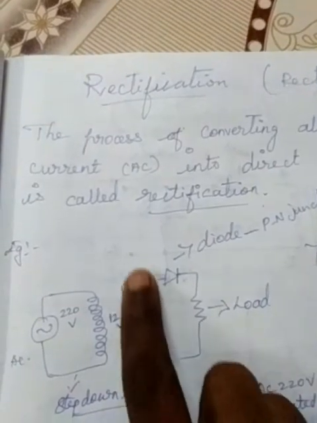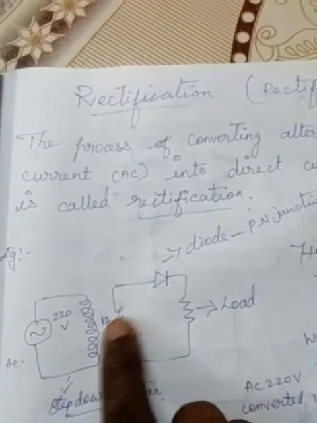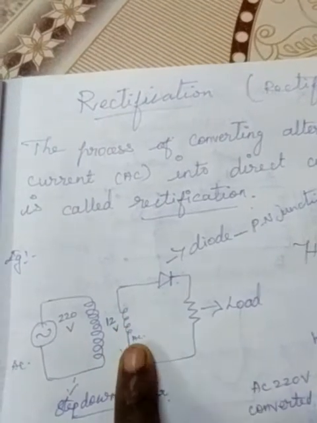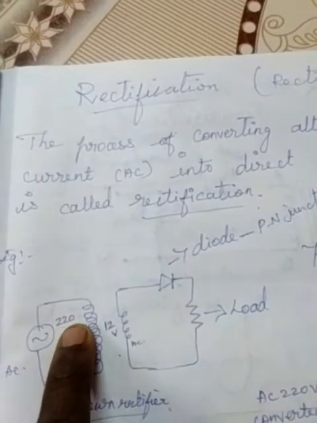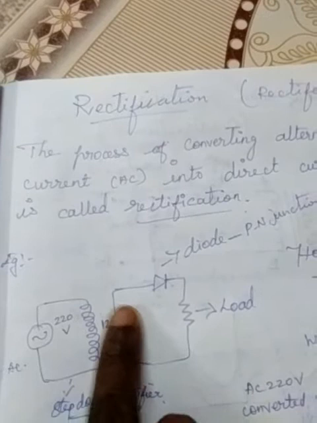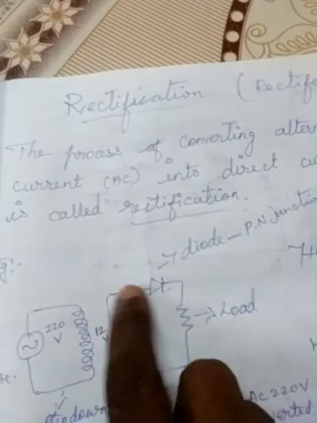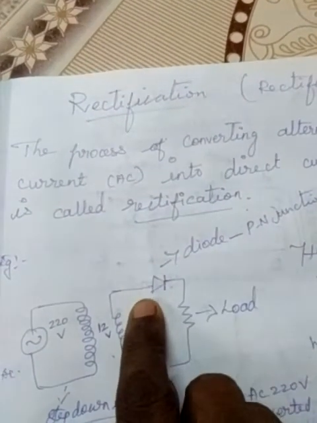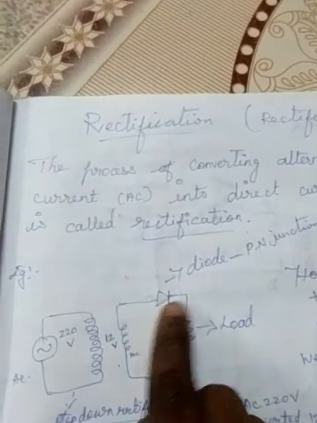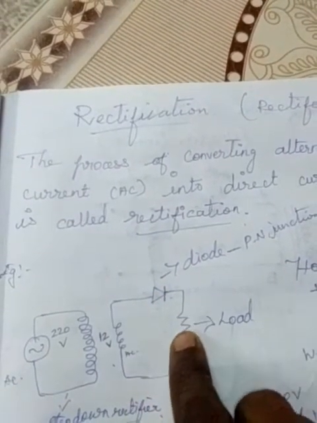This is a step down transformer. You see the coils, each one with a gap, so this is step down. The 220 volt AC is converted to 12 volt AC. After that, the plus and minus terminals are connected to the diode, that is a PN junction diode. It is a rectifier that converts AC to DC.